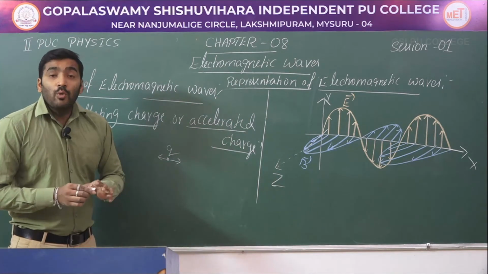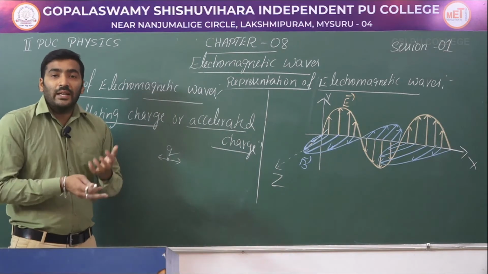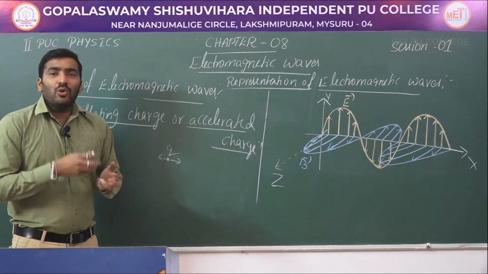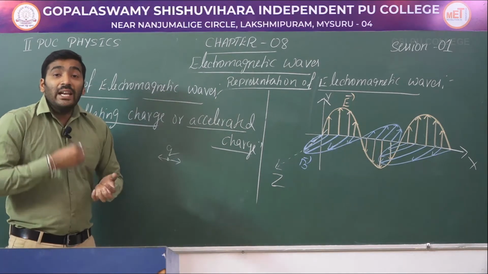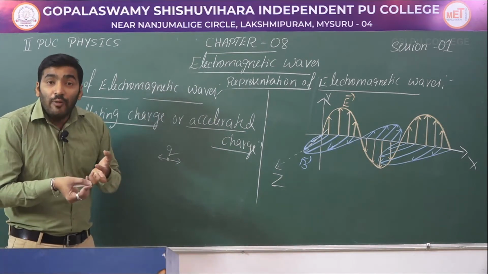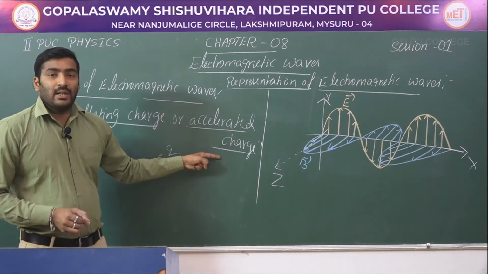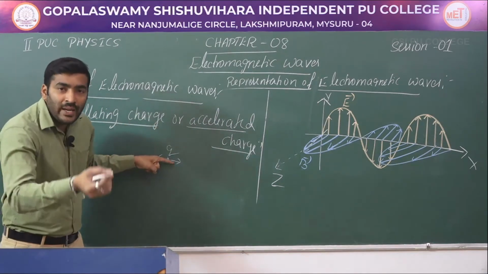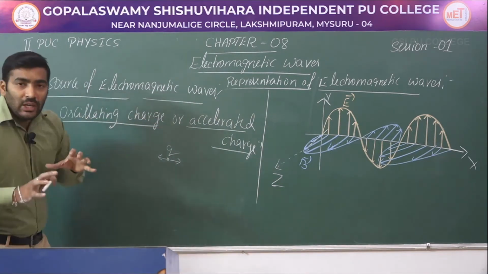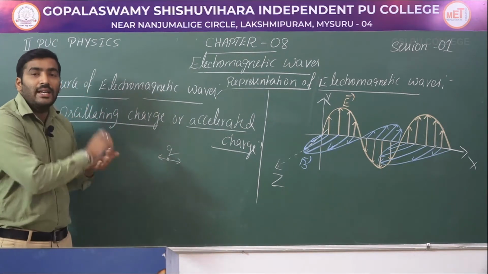A charge which is moving with a uniform velocity or a constant velocity can produce electric and magnetic fields which are not varying fields. Okay. In order to get a varying magnetic field, we need to have this accelerated charge or an oscillating charge. Even an oscillatory charge is also an accelerated charge, correct?